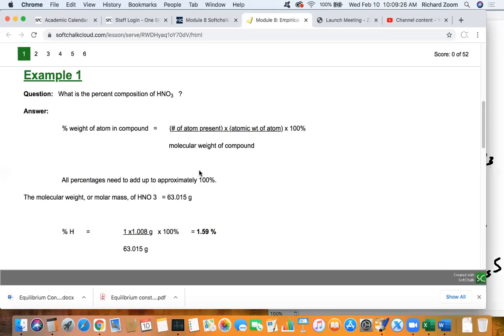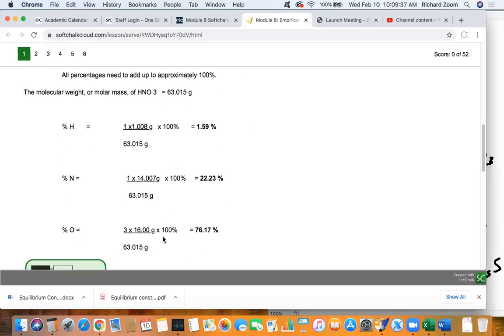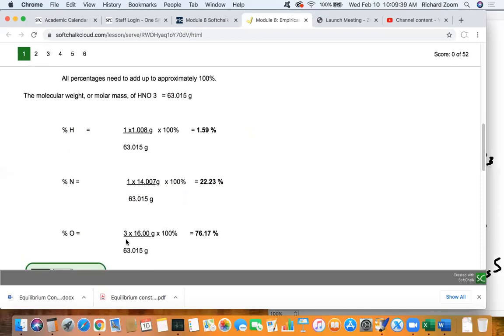If we want the percentage of hydrogen, there's 1 hydrogen in HNO3. So we multiply it by the atomic mass of hydrogen, divide by the total mass of HNO3. For oxygen, though, since there's 3 of them, we need 3 oxygens times 16, which is the atomic mass of oxygen, divided by the total mass of HNO3. You can notice also that these should add up to pretty close to 100%.